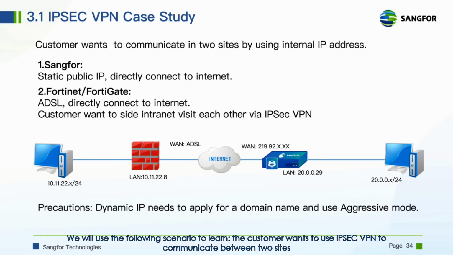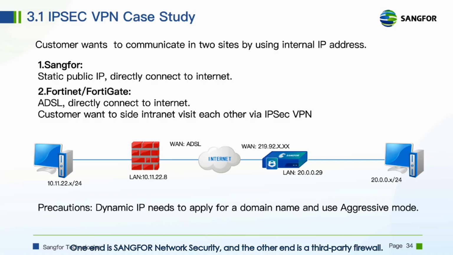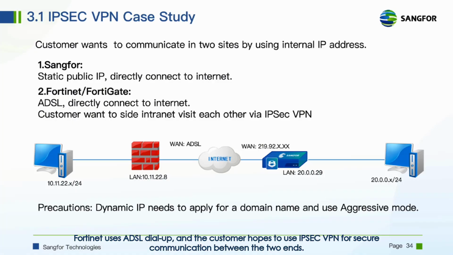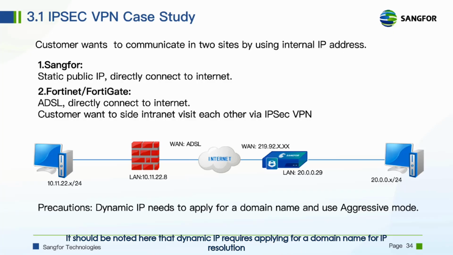The customer wants to use IPSec VPN to communicate between two sites. One end is Sangfor network security, and the other end is a third-party firewall. The Sangfor end is a static public IP, directly connected to the internet. Fortinet uses a DSL dial-up, and the customer hopes to use IPSec VPN for secure communication between the two ends. It should be noted here that dynamic IP requires applying for a domain name for IP resolution.